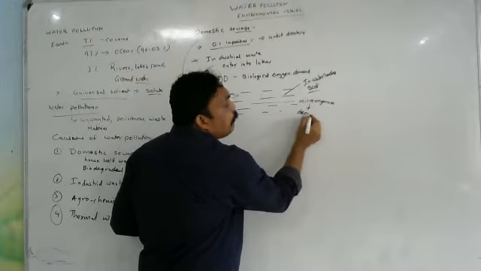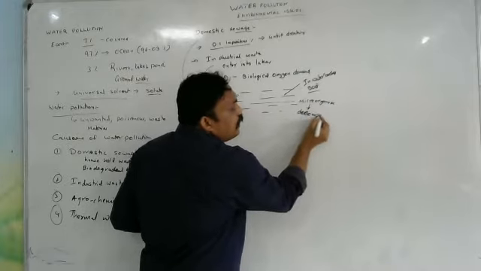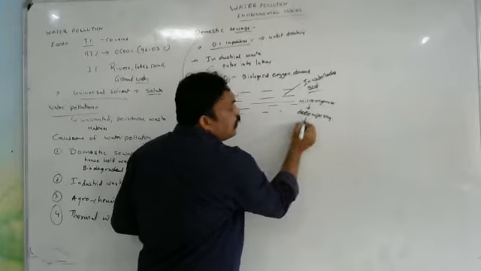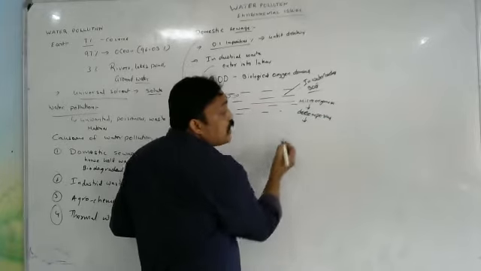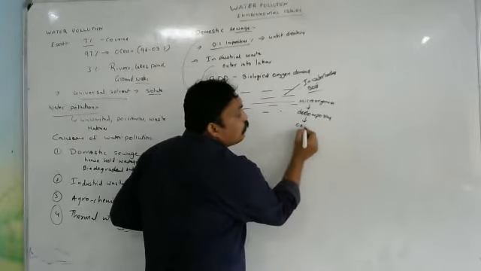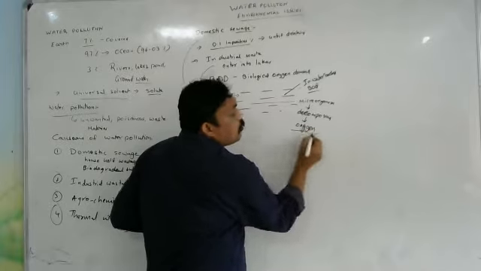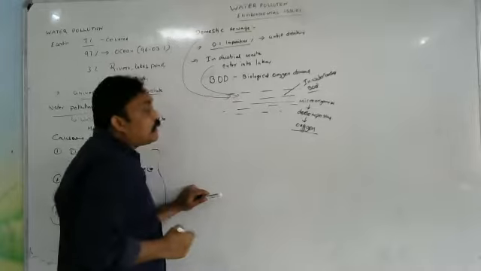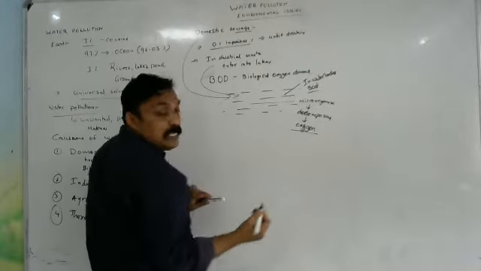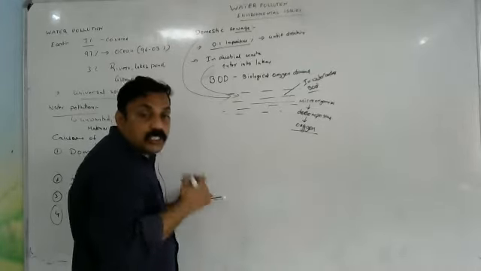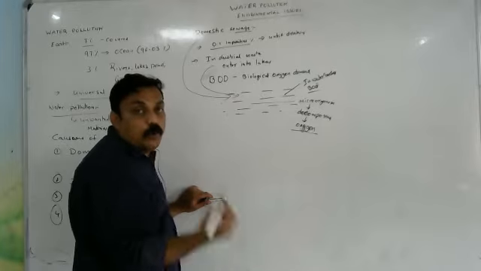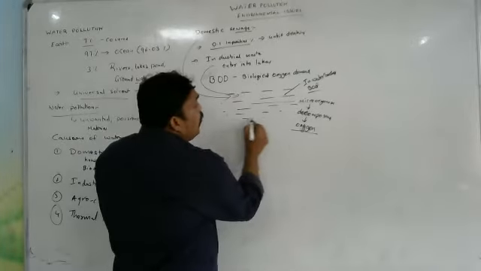When they start decomposing, microorganisms require more oxygen. They require more oxygen to degrade the substances. So they utilize more oxygen. Microorganisms are utilizing more oxygen. So what happened?